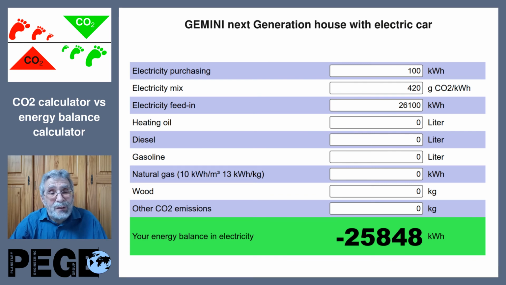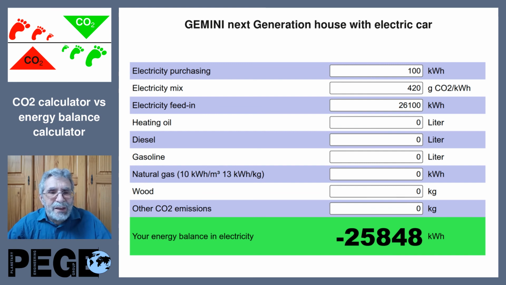Oh, in December and January, the weather was sometimes extremely cloudy and it was not possible to charge the electric car. And so we have to purchase 100 kilowatt hours of electricity, and we sell 26,100 kilowatt hours of electricity, and this gives a balance of minus 25,848 kilowatt hours. This is a real contribution against the climate change.